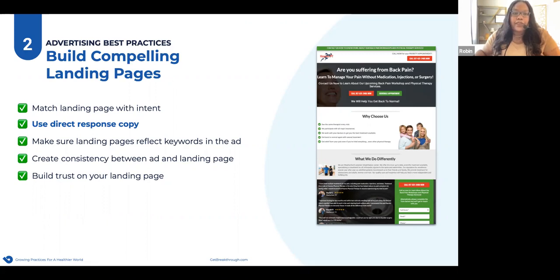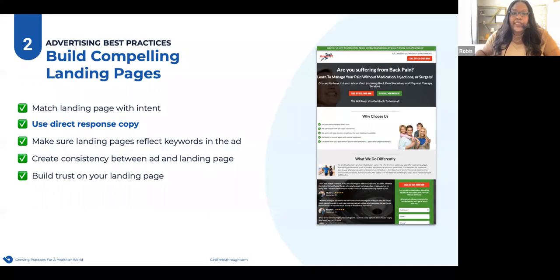You want to use direct response copy. You want to keep it nice and simple: why people choose you, what you do differently, reasons to believe. So again, you want to have some testimonials, but make sure you put that results may vary, so that Google doesn't ding you. You want to make sure those keywords are really in the ad. So yes, this may mean that you might have to have multiple landing pages depending on what you're trying to target, and that all of those ads go to that specific landing page.